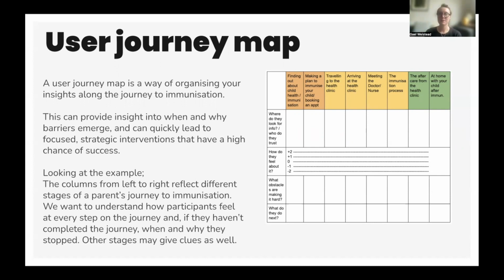The columns from the left to the right reflect different stages of a parent's journey to immunization with their child. So we want to understand how participants feel at every step of the journey, and if they haven't completed the journey, when and why they stopped. Other stages may give us clues as well. So sometimes there are additional steps that people add in that we might not know about before we go and talk to people. So along the top, we have the orange, yellow, and green boxes.